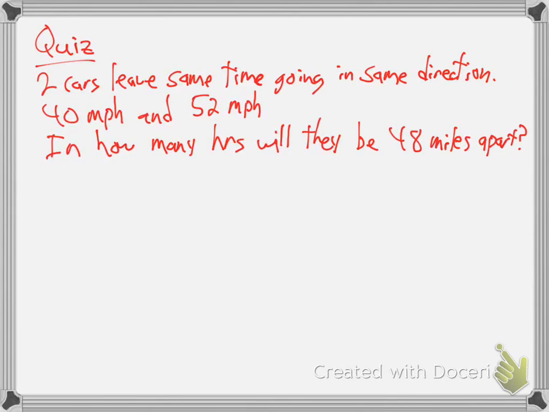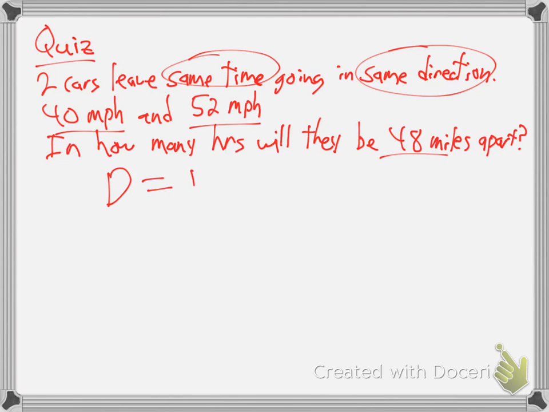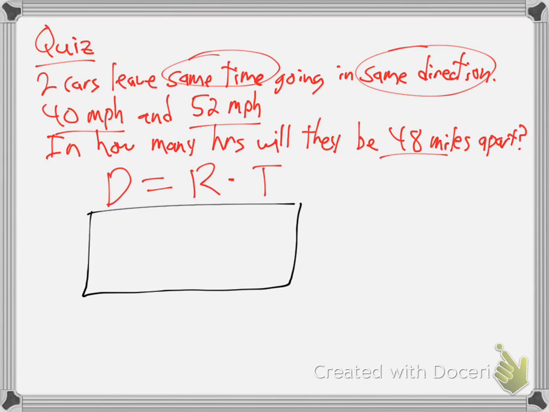Two cars leave at the same time in the same direction, at 40 and 52. How long till they're 48 miles apart? What equation do we always use in travel? Distance equals rate times time, right? Okay, and then we always have 6 boxes, 2 underneath each letter: 2 D's, 2 R's, 2 T's, right?